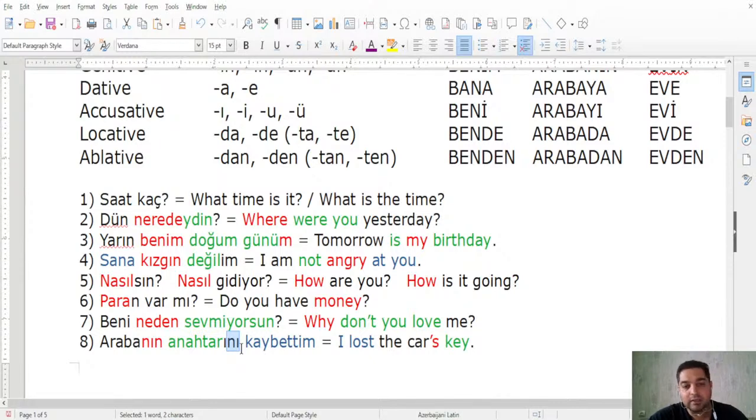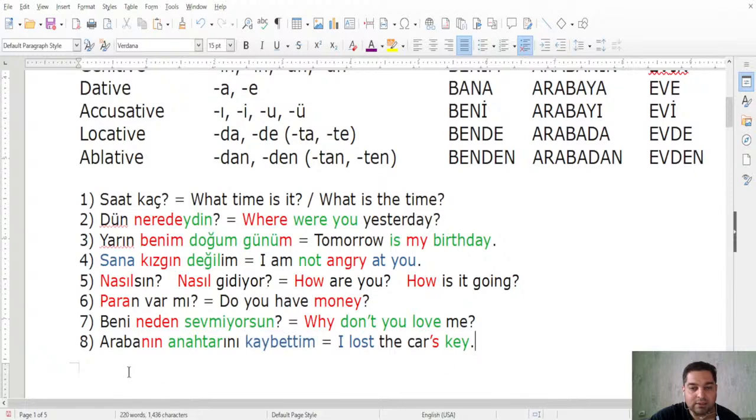Arabanın anahtarını kaybettim. Kaybetmek is a compound verb. It is composed of kayıp and etmek, and it is always written together in Turkish. So kaybettim is the past tense of losing: I lost. If you say we lost, it will be kaybettik. Alright, we are done with the eighth sentence.